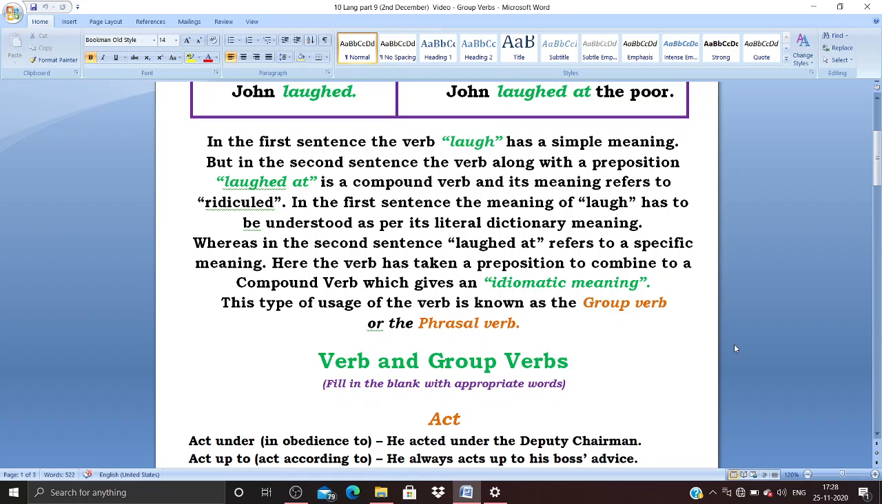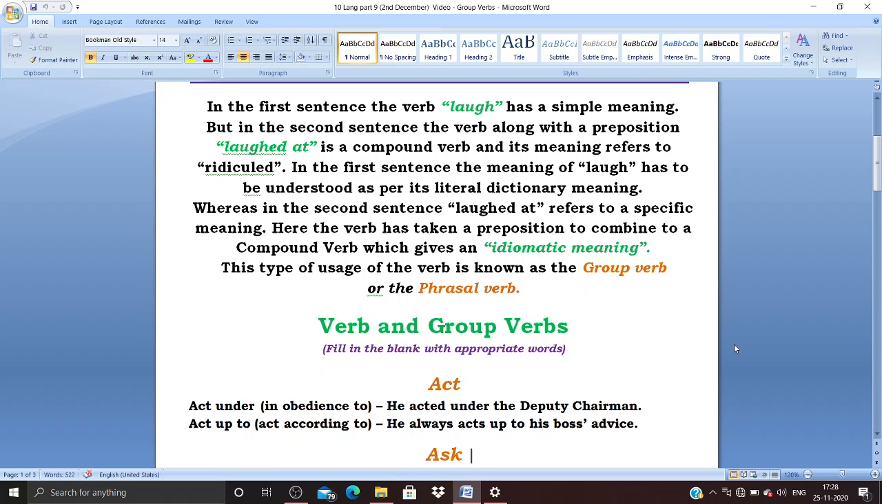Now there are many verbs, innumerable verbs, but we are just discussing here some of the common verbs along with the preposition, and what they mean. Accordingly, you see the question I have given, verb and group verb, and what is given in violet color is: fill in the blank with appropriate words. This is the question you face. It is question number 5, part B. A, B, C, D, you have got 4 questions. So in B you have got 8 fill in the blanks, half a mark each.